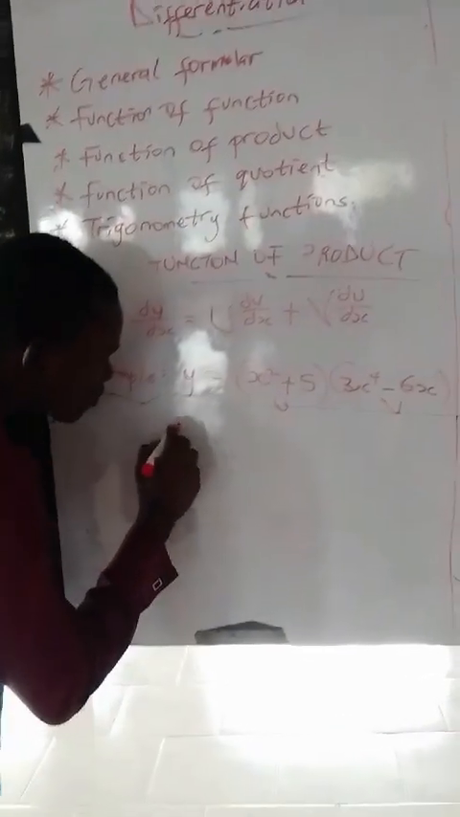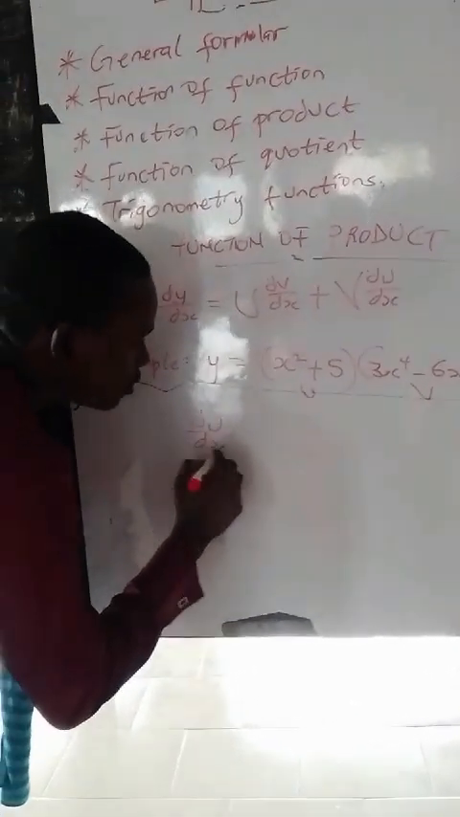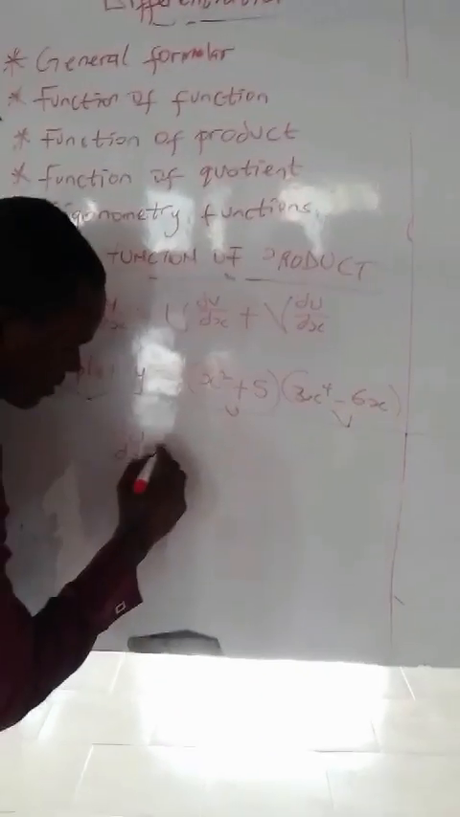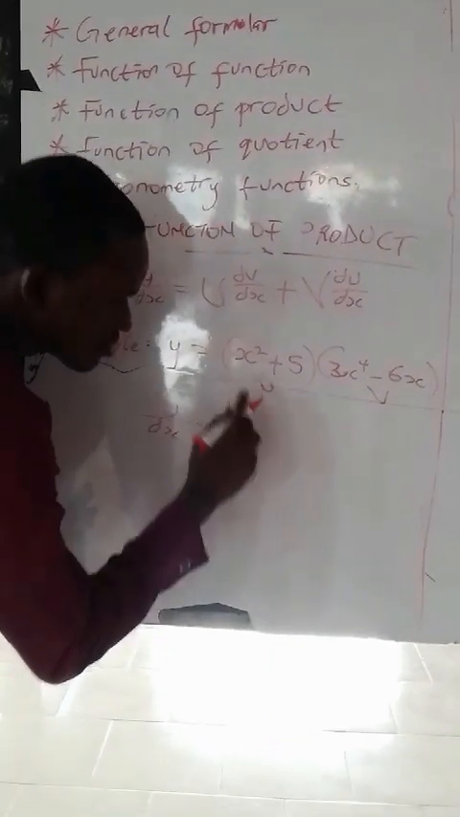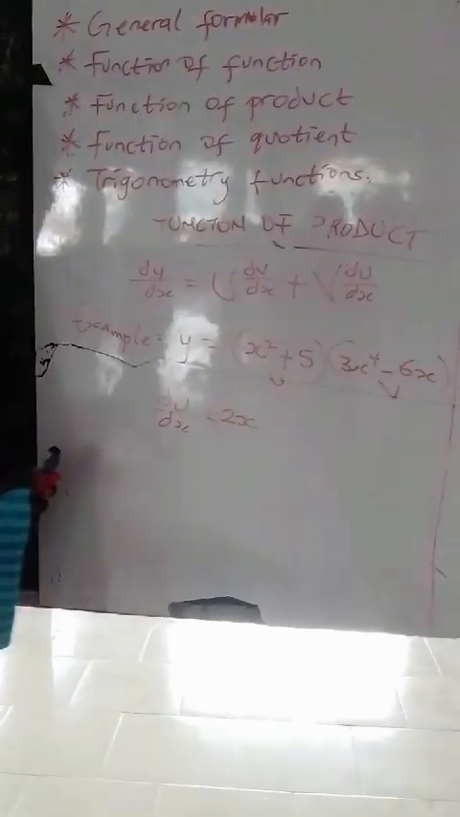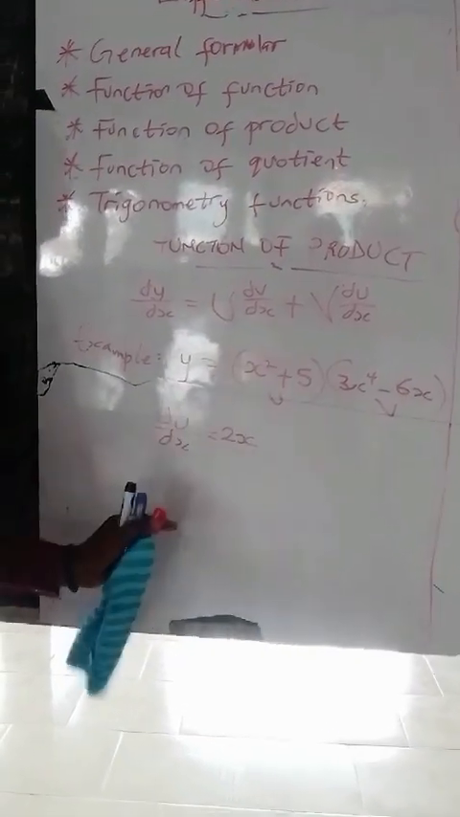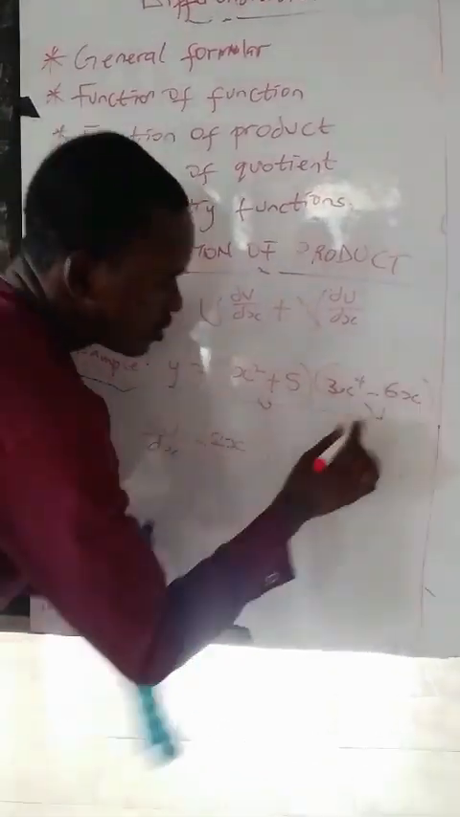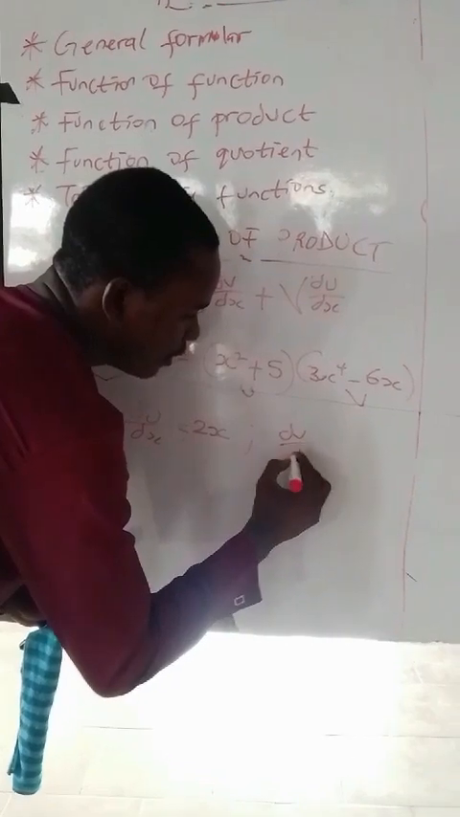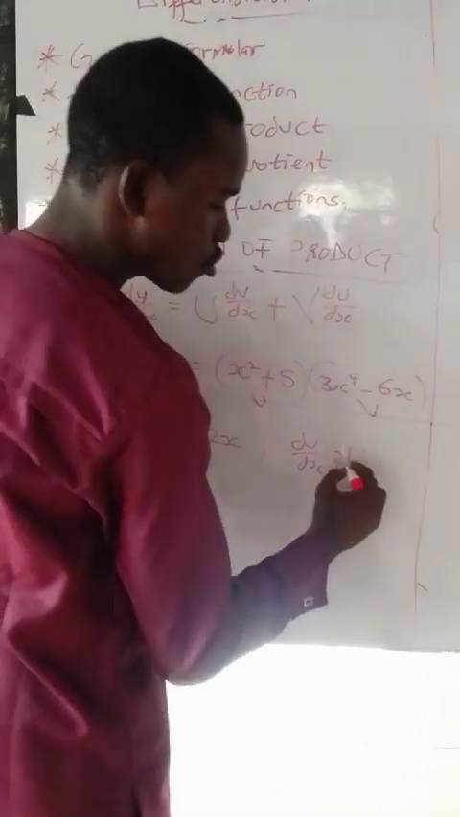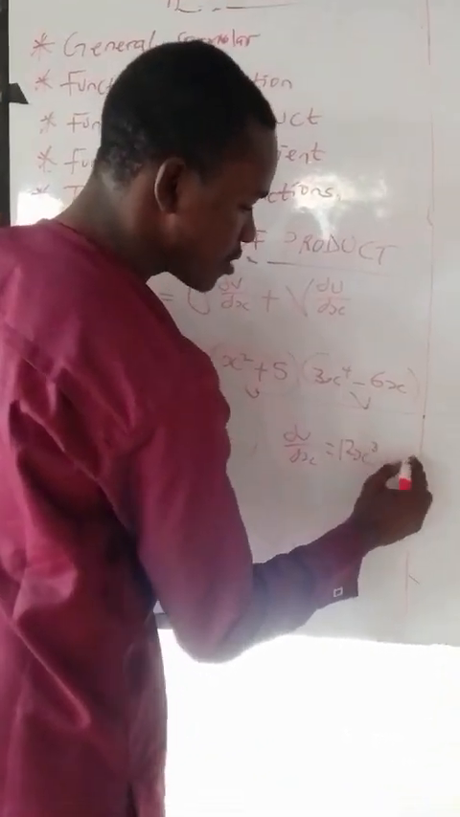So to find du over dx, the u with respect to x, is going to be 2x plus 0, which is 2x. Then the next one is dv over dx, which is 12x raised to power 3 minus 6.